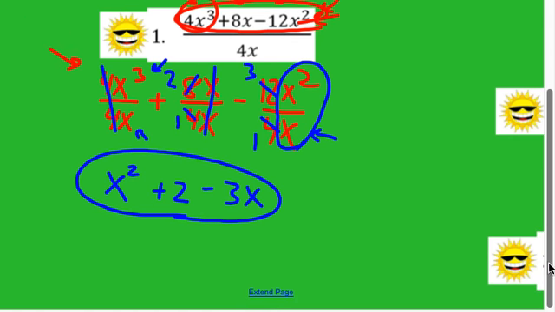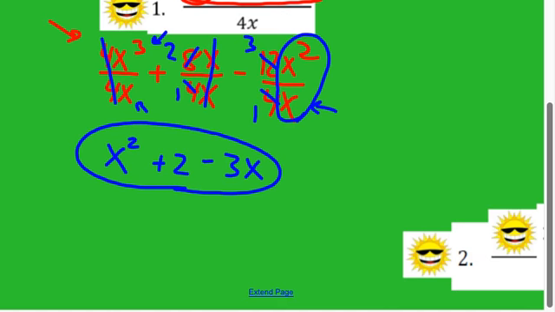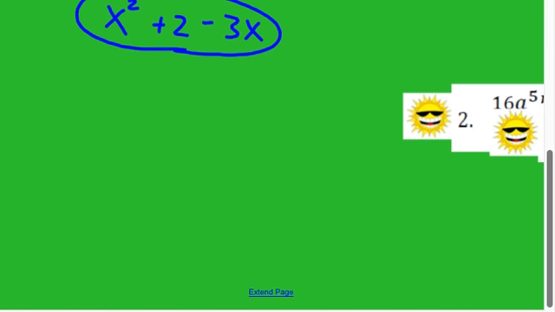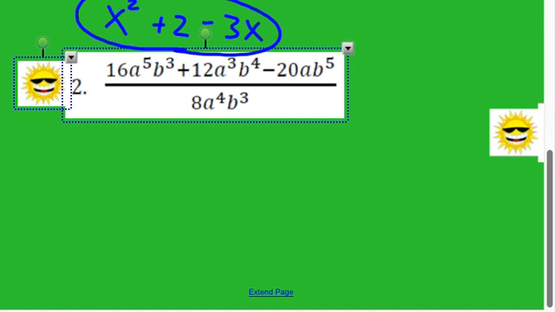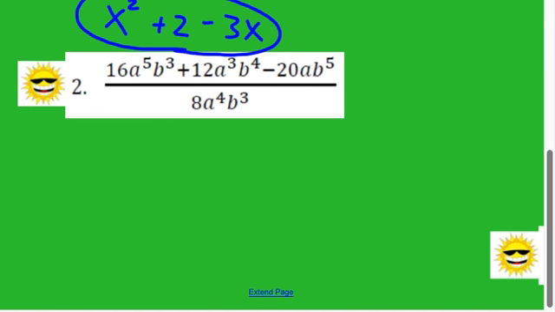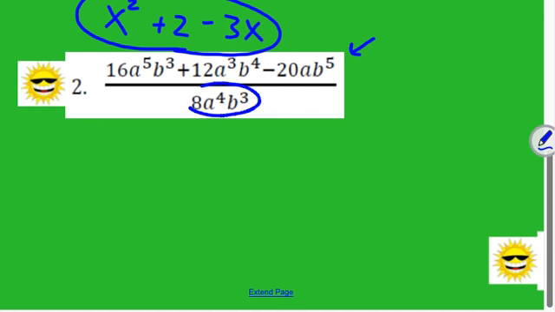Okay, let's do a couple more of these. What do we got? We're going to do number 2 now. This one doesn't simplify as nicely, but it does work out. Anyway, once again, I have 3 terms in my polynomial, divided by 1 term, my monomial. So I'm going to create 3 individual fractions then.